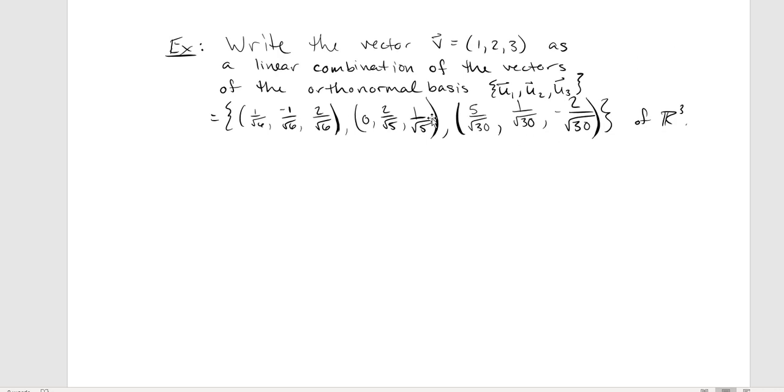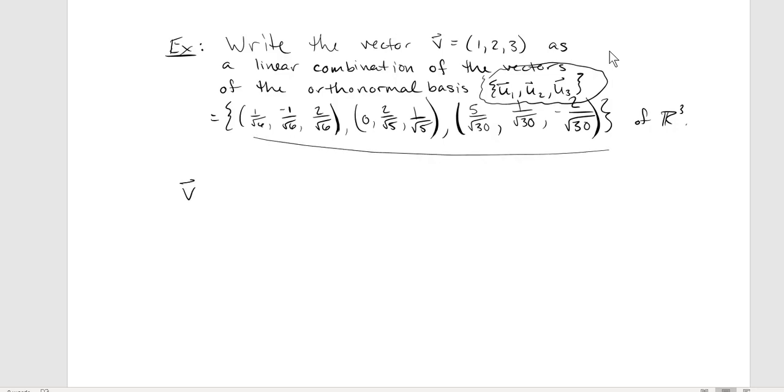So this is an orthonormal basis. We already proved the set's orthonormal. Now we're saying it's also a basis of R3. Small leap of a conclusion there. Now let's write this vector v as a linear combination. This is going to be super simple. I just want to first label these guys. I've labeled them that way here. My u1, u2, and u3 equal this set of vectors.